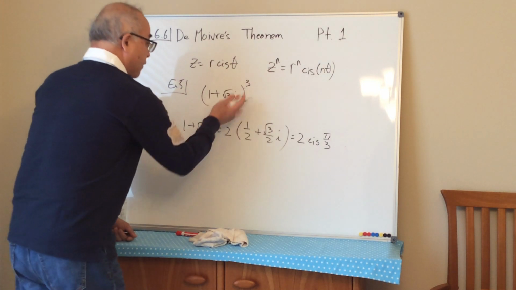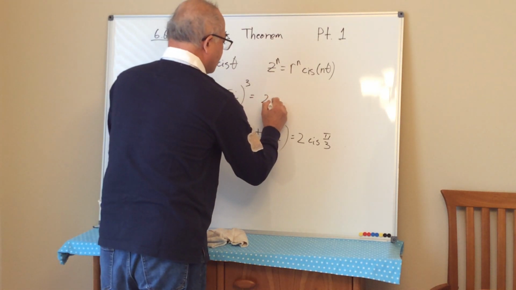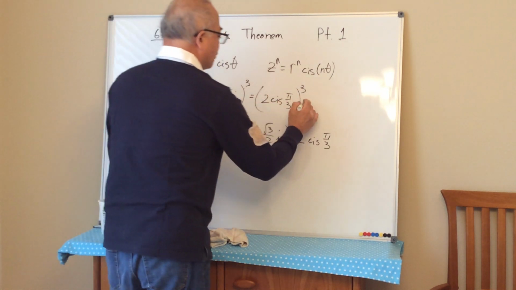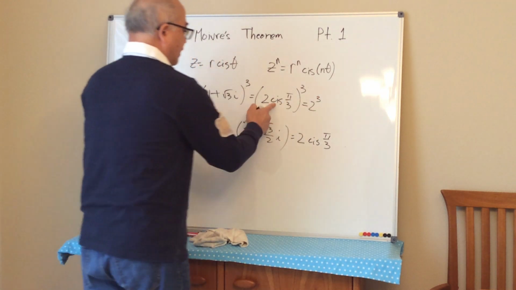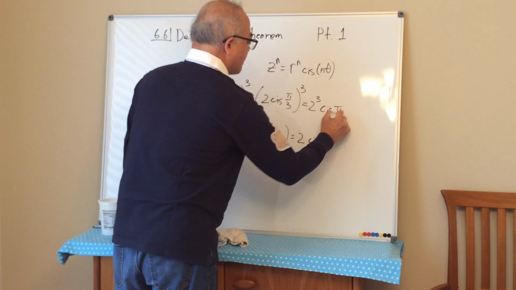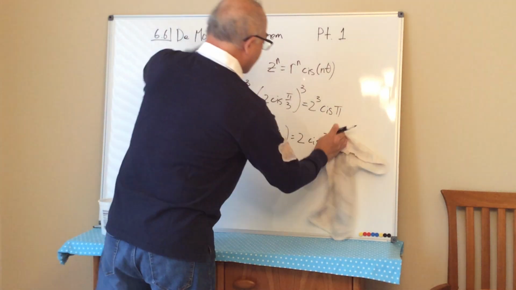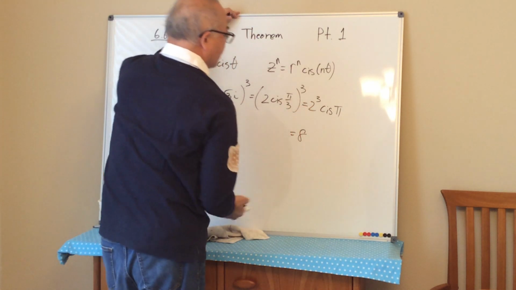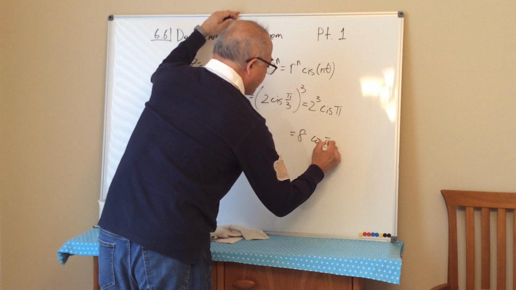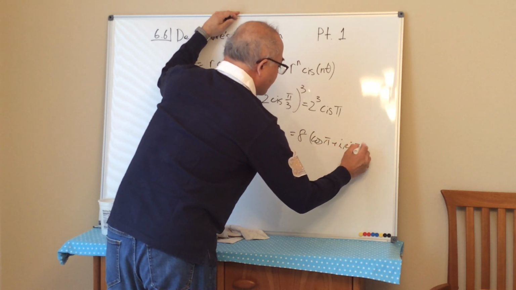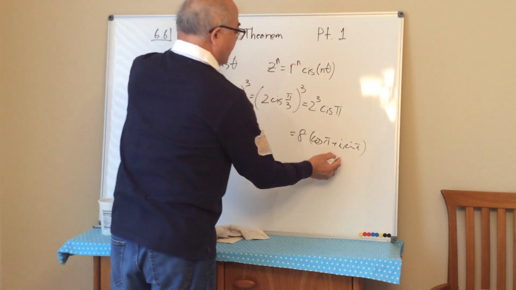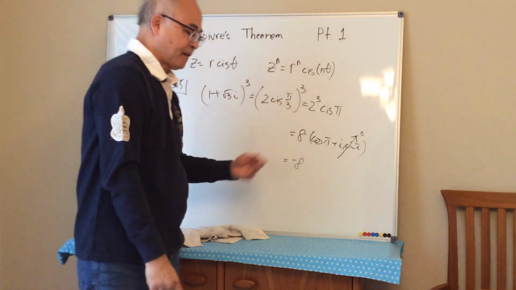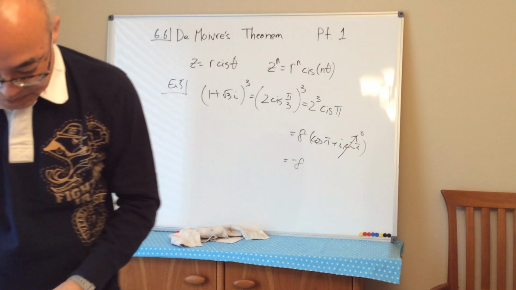Okay. So now I want the cube. So the cube is going to be 2 cis pi over 3 cubed, which is going to be 2 cubed, right? This is going to be what? CIS pi, correct? So 2 cubed is 8. This is going to be the same as cosine pi plus i sine pi, right? This guy is 0, so negative 8. See how simple that is? So that's how you use de Moivre's theorem, okay?